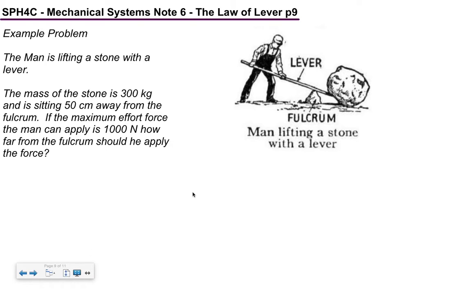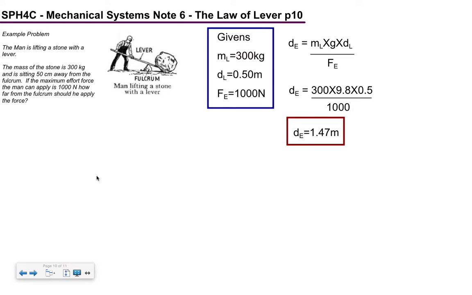So same question. So this time we're solving for DE, right? So we're given the mass of the load is 300 kilograms. We know it's 50 centimeters away from the fulcrum, and we know that the maximum force he can apply is 1,000 newtons. So we're just going to solve for how far away he needs to apply it.